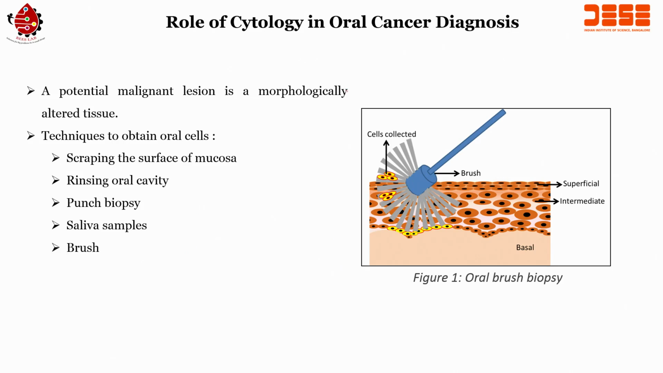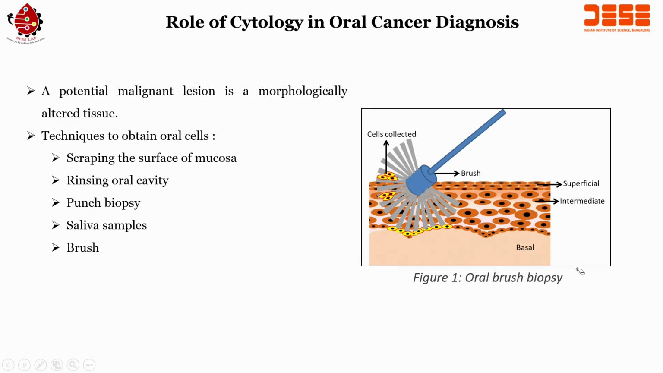So, if I want to consider just oral cancer diagnostics, then this is how it happens. If you take the oral brush biopsy, that is our mouth, and then you can see there is a basal membrane, there is an intermediate and there is a superficial layer. There is a brush which is turned, and the cells are collected in the brush, and we will see how the process is done in the next few slides.